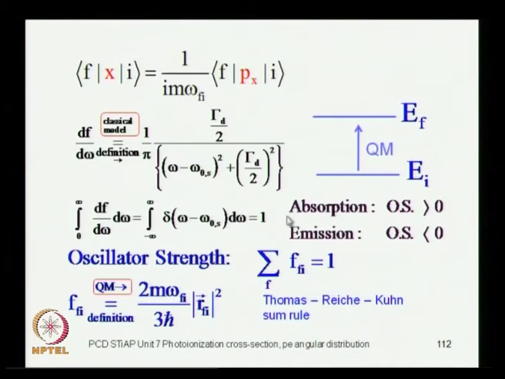And similar to a sum rule over here, this is a sum rule that all of this oscillator strength, when you integrate over all frequencies, adds up to 1. So, the quantum mechanical oscillator strength also adds up to 1. This is known as the Thomas-Reiche-Kuhn sum rule, and we will derive this rule now.